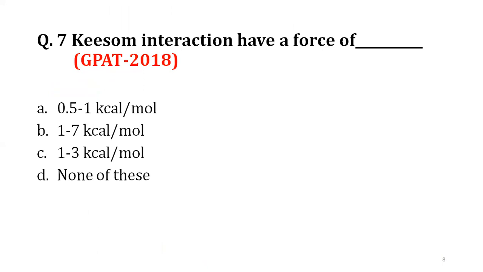Question number 7: Keesom interaction has the force of. This question was asked in GPAT 2018. Option A, 0.5 to 1 kilocalorie per mole. Option B, 1 to 7 kilocalorie per mole. Option C, 1 to 3 kilocalorie per mole. And D, none of the above.